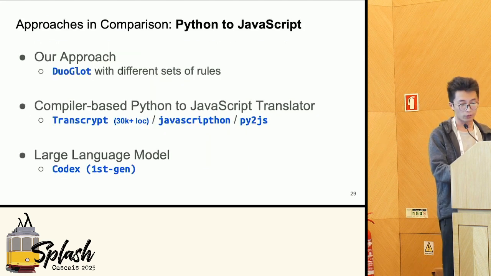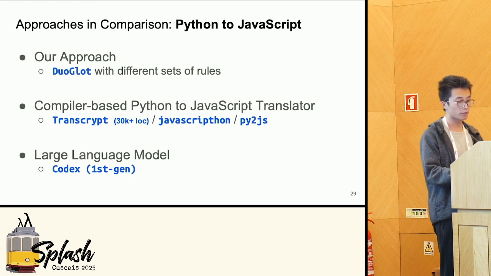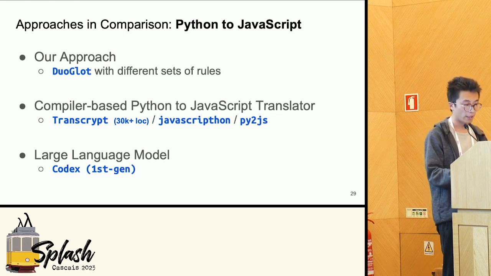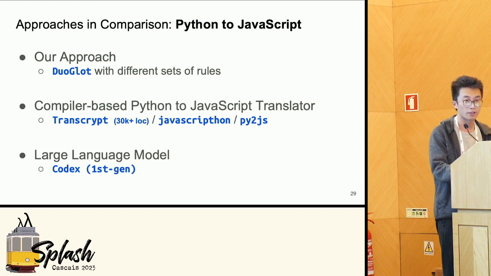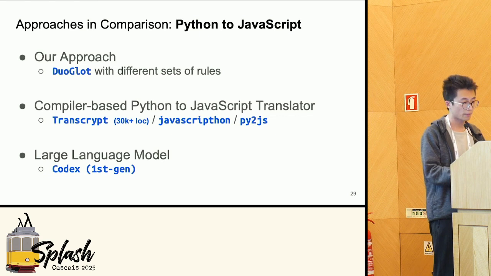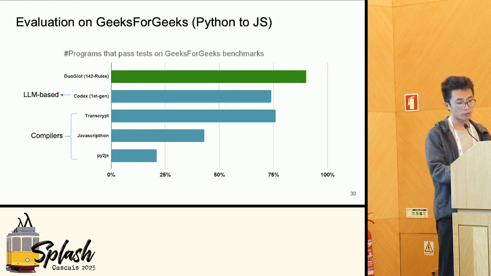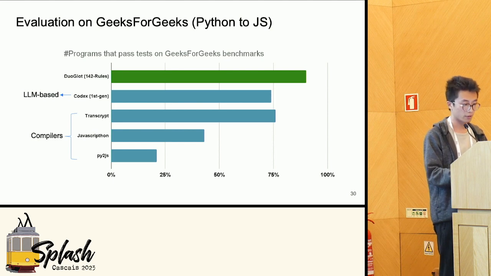So we compare DuoGlot translator with existing compiler-based translators and a large language model. The most popular and well-developed compiler-based translator is Transcript, which is written in more than 30K lines of code and has around 3K of stars. This chart shows the number of programs that pass unit tests when using all these code translators. It turns out that DuoGlot performs better than other approaches when equipped with a rule set with 142 rules.